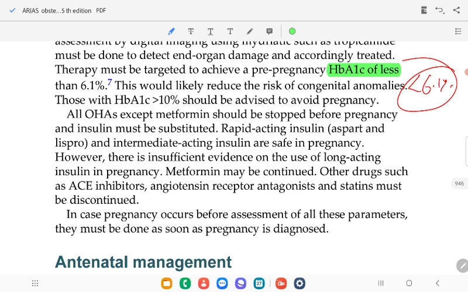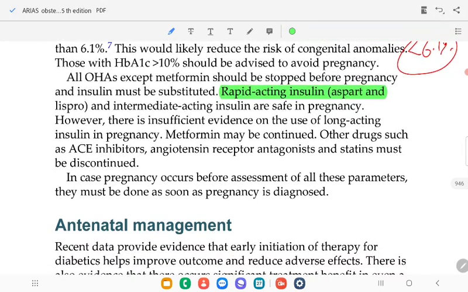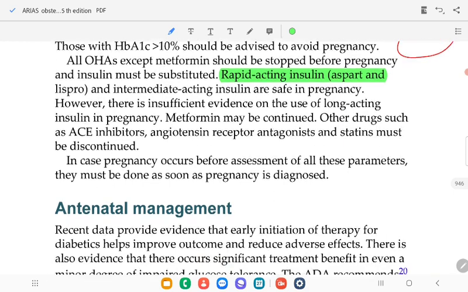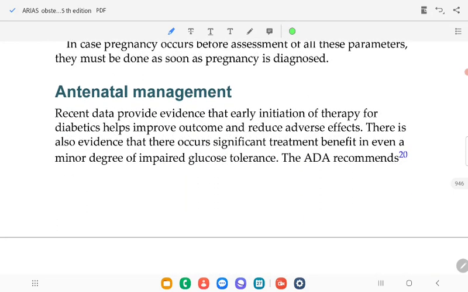Rapid acting insulins are Lispro and aspart. Intermediate acting insulin is safe. However, there is insufficient evidence for the usual long-acting insulin. Metformin is continued. Other drugs such as acetaminophen and angiotensin agents are considered in antidiabetic management.